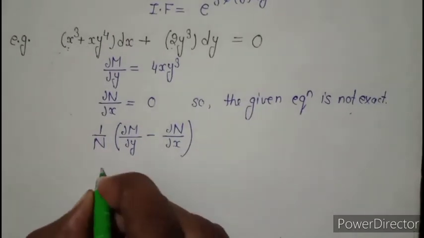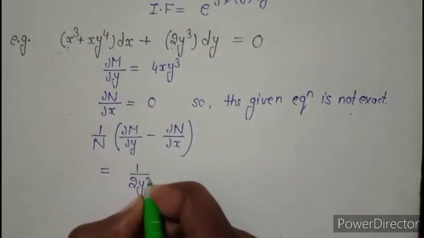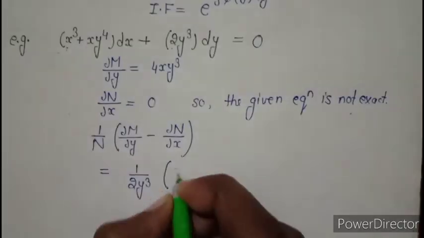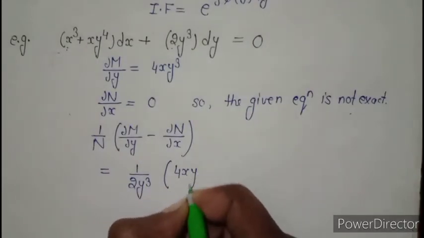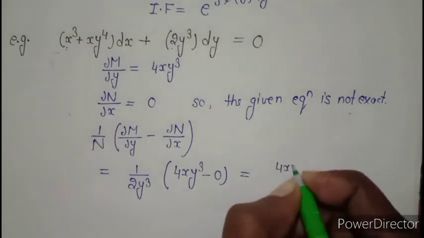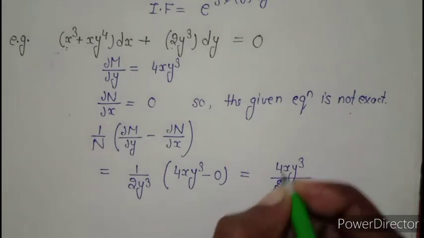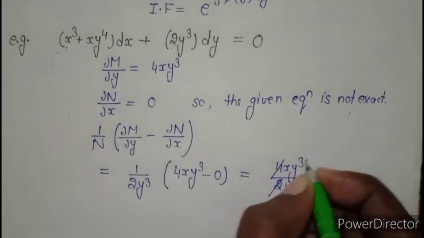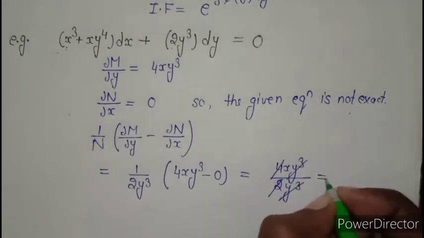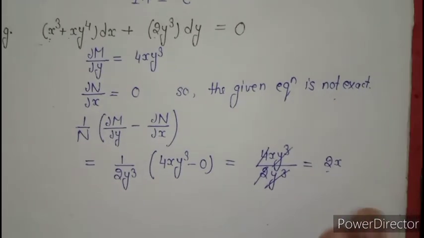So what is the value of N? You can see 1 upon 2y cube times (dM/dy, which is 4xy cube, minus 0) is equal to 4xy cube upon 2y cube. 4 gets cancelled by 2 and y cube gets cancelled by y cube. So what I am getting here is 2x, which is a function of x alone because 2 is a constant. So this is our f(x).